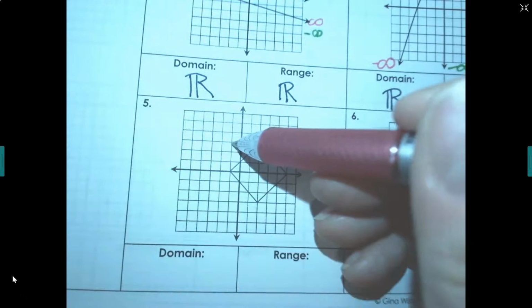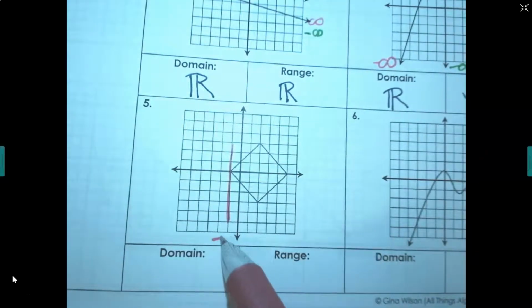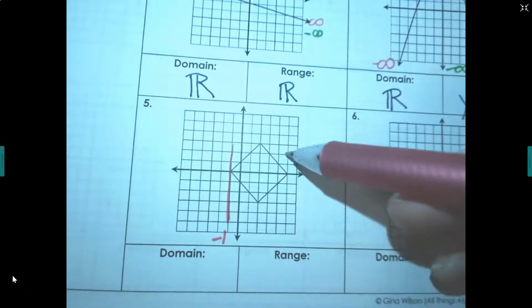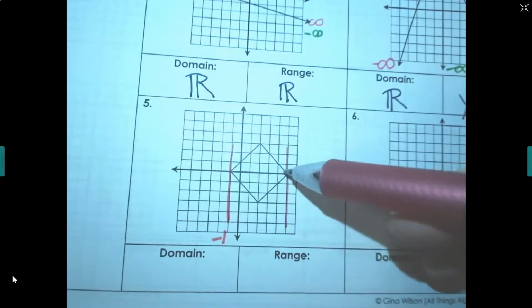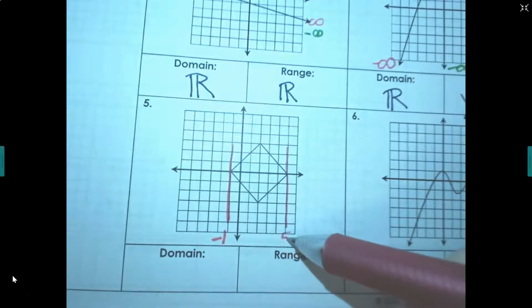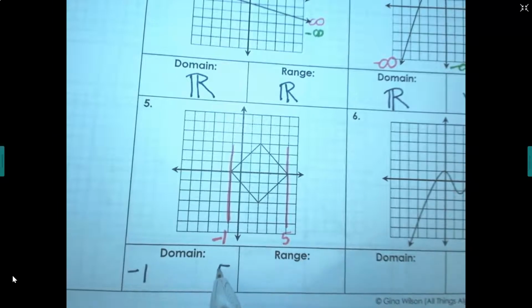The furthest left that the graph goes is to right here, and that's at -1. The furthest right the graph goes, it never goes past this x value right here, which is 1, 2, 3, 4, 5. So I have two numbers. I know all of my x values are between -1 and 5, and I'm talking about x's.